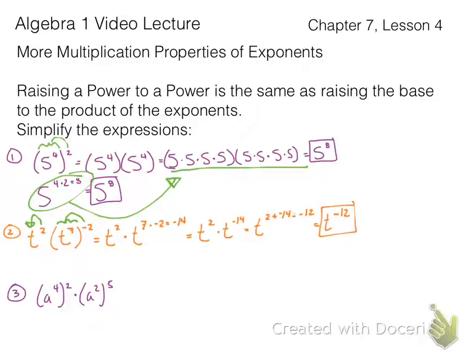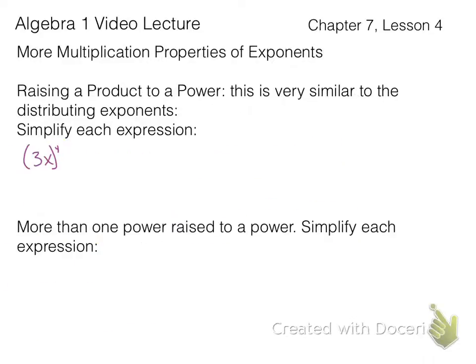All right, next problem, we have a to the 4th to the second times a to the second to the 5th. So again, we're going to multiply the powers to powers. So that's a to the 4 times second times a to the second times 5th, which is going to give you a to the 8th times a to the 10th. Since the bases are the same, you can add the exponents. So that would be a to the 8th plus 10th equals a to the 18th. Pretty easy, right? Okay. All right.